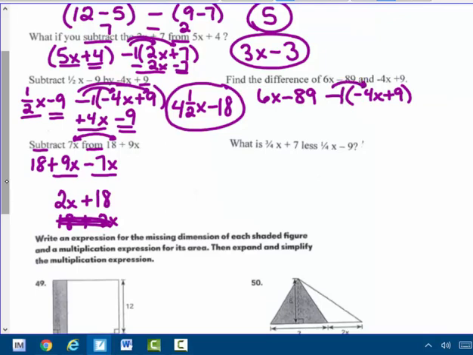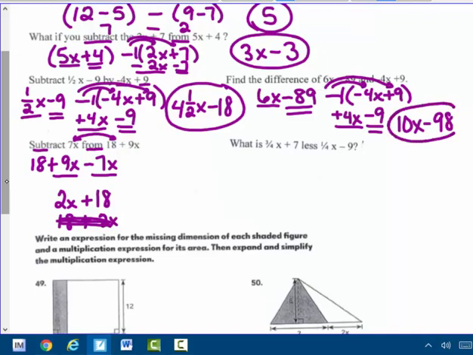Negative 1 times negative 4x, positive 4x. Negative 1 times positive 9 is negative 9. Now putting my like terms together, I have 6x and 4x, which gives me 10x, and negative 89 and negative 9. Same signs, add and keep. I'm going to get negative 98. And that's my final simplified answer there, 10x minus 98.